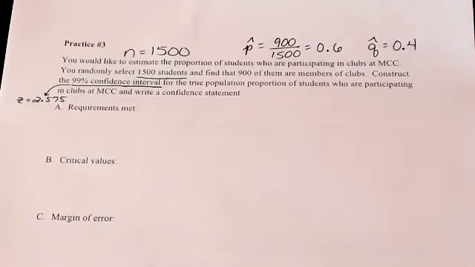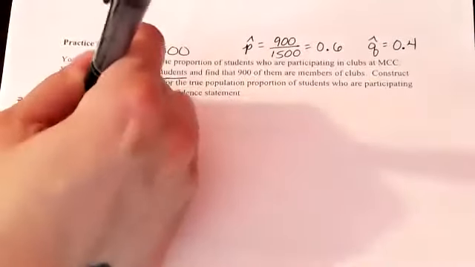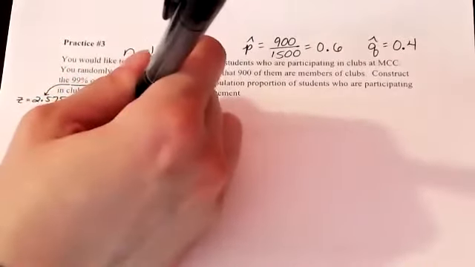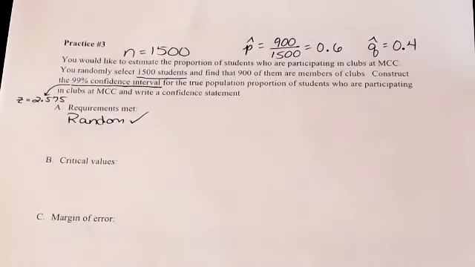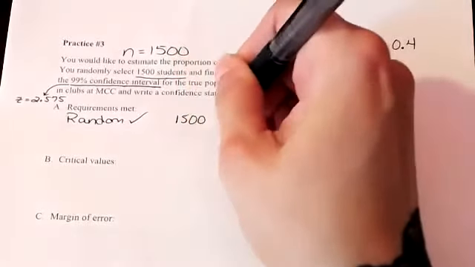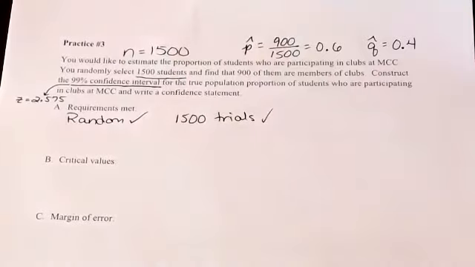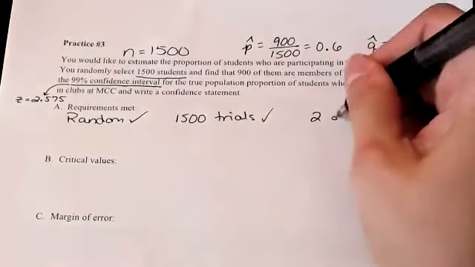Perfect. Let's talk about the requirements. Is this a random sample? Yes. Perfect. Are there independent trials? Yes, there are 1,500 of them. So 1,500 trials. Are there 2 outcomes? Yes. Either you're participating in a club or you're not. So 2 outcomes.